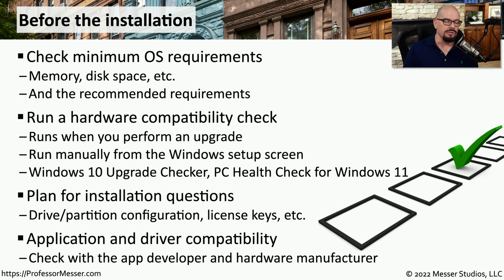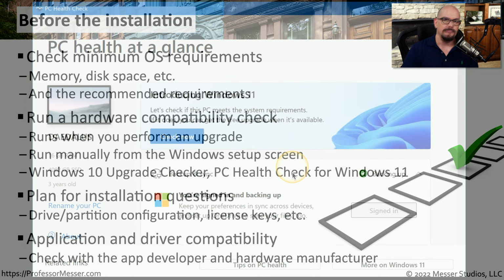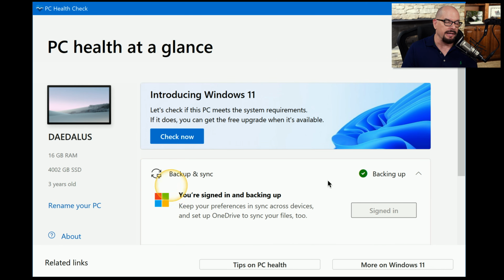And if you have hardware or software that's not found as part of the Upgrade Checker or PC Health Check, you'll want to go directly to the manufacturer to see if it's compatible with the operating system that you'd like to install. Here's the PC Health Check that you could run in Windows 11.